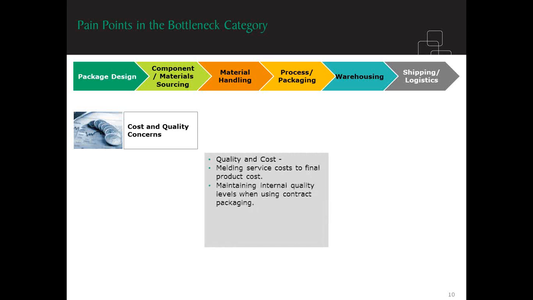From a quality perspective, buyers such as consumer packaged goods majors have internal quality levels which need to be met before product goes out into the market. This becomes a major point of concern when opting for a contract packager.